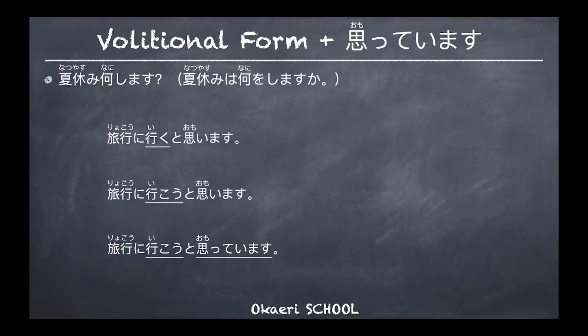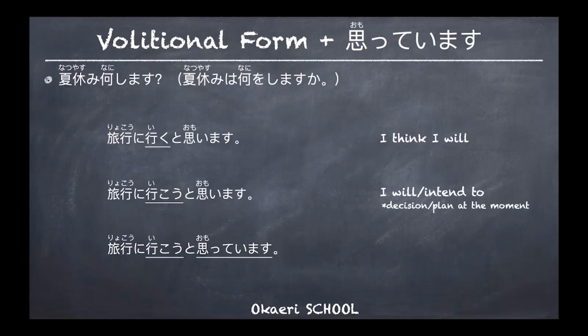The first one, 旅行に行くと思います, is literally you're guessing. You just think you will. I think I will go traveling. That's simple enough. 行こうと思います, what would be different? I will, I intend to. I translated volitional as let us, but with 行こう you have the intention, the volition, the will. So you think that you will.